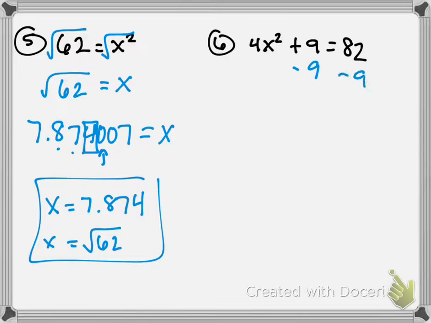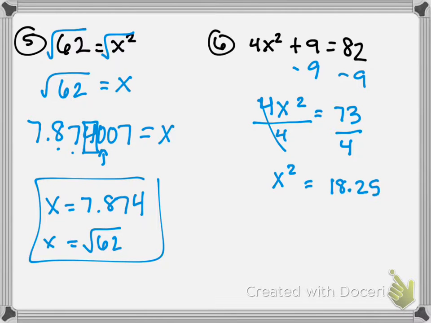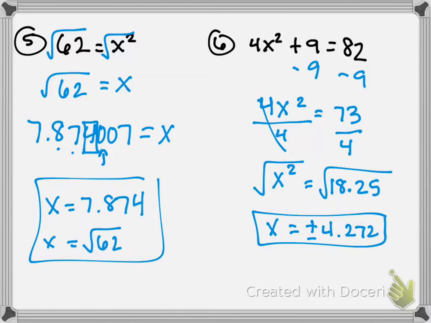Subtract 9 from both sides. 82 minus 9 is 73. 4x squared equals 73. Divide by 4. See why you want to use your calculator on this one? It's going to get ugly. 73 divided by 4 is 18.25. We're going to square root that. And so x would be, what is the square root of 18.25? Plus or minus 4.272. And hopefully you caught me on this last one over here. I forgot to do the plus or minus 7.874.